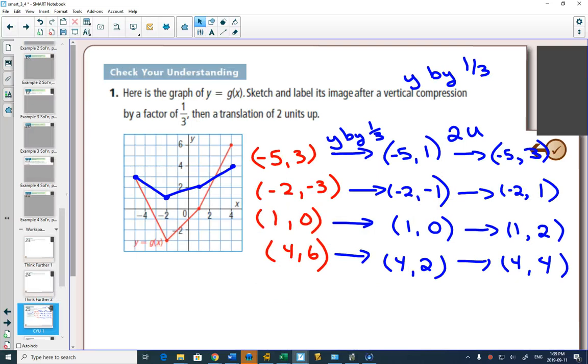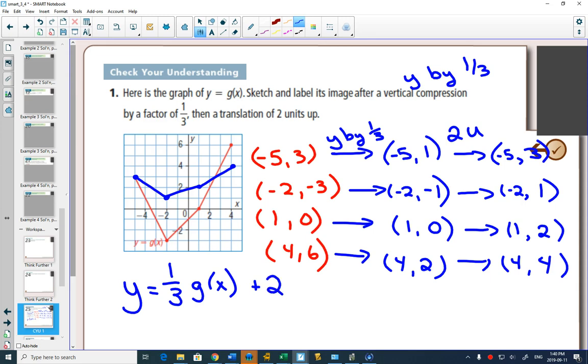Just to finish it up, I'm going to write the equation of this in terms of g, just to practice that. So our blue graph, vertical compression by 1/3, translation 2 up. Those are both vertical things. They happen outside of the function. So my blue equation would be y equals, the vertical compression would be a 1/3 out in front. My function is g of x. And then a translation 2 units up would be +2.